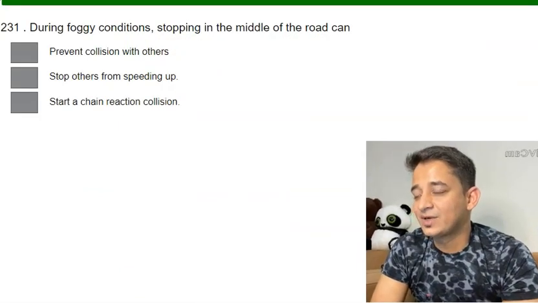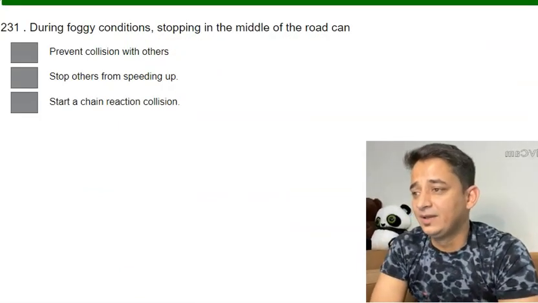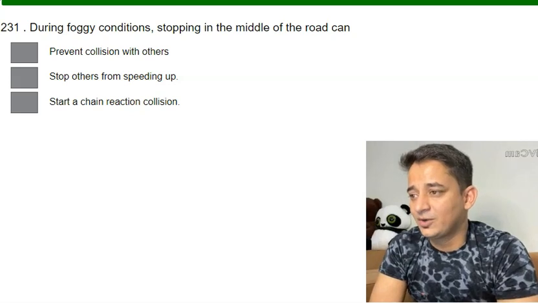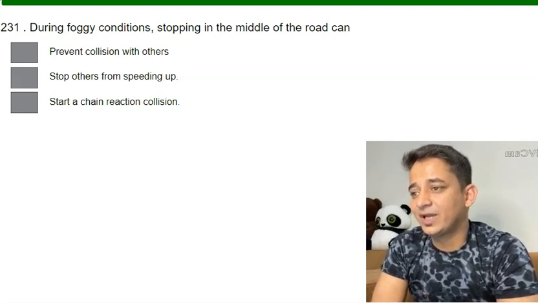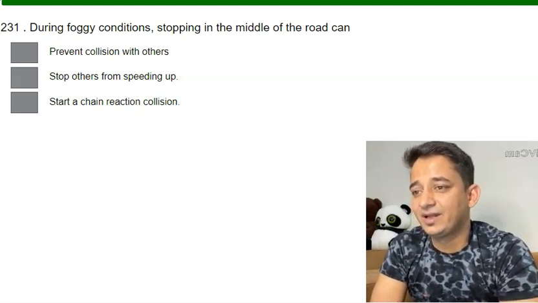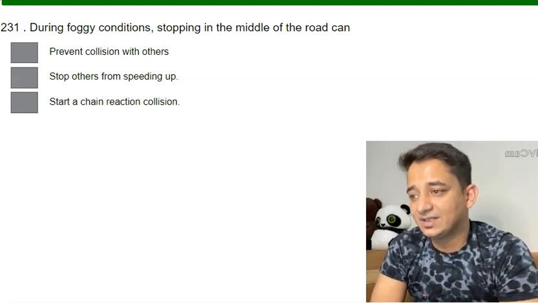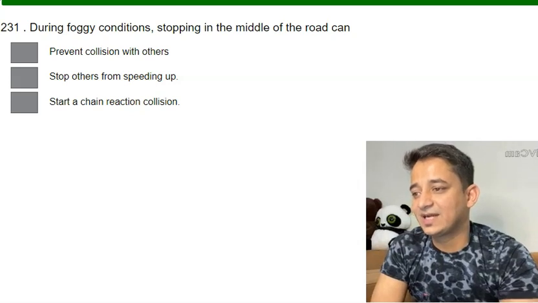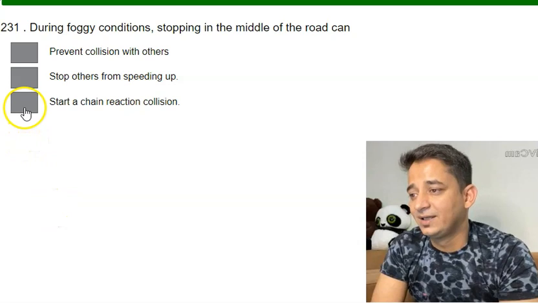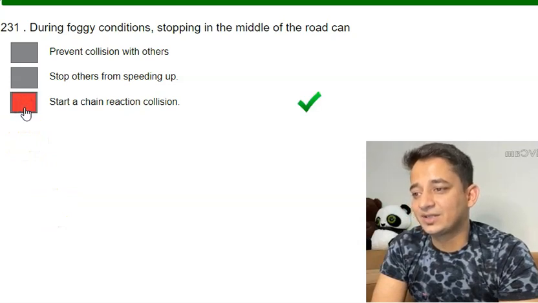We have already covered 230 questions in part 1 and part 2. So, question 231: during foggy conditions, stopping in the middle of the lane can prevent collision with others, stop others from speeding up, or start a chain reaction of collisions. If you stop in the middle of the lane, it can start a chain reaction of collisions.